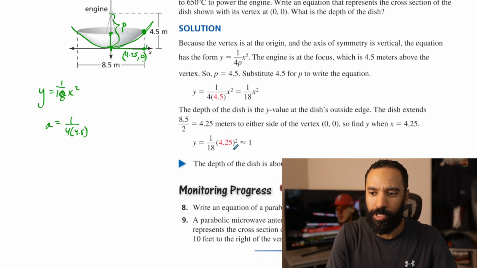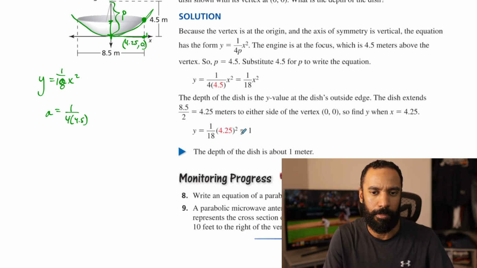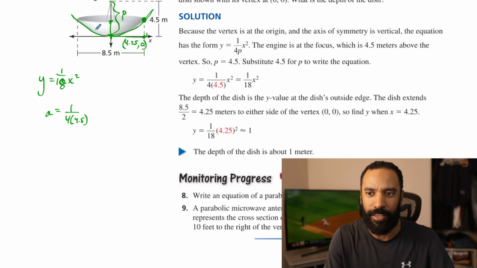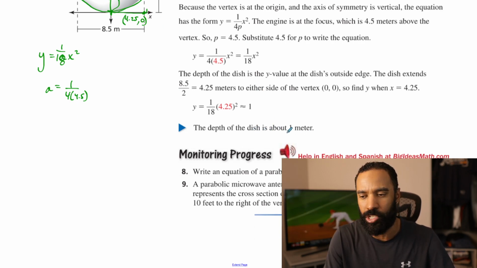So we substitute 4.25 into our equation for x. It looks like it approximates to about 1. So the y value is 1. That means that this distance here is about 1. That is the depth of the dish, about 1 meter.